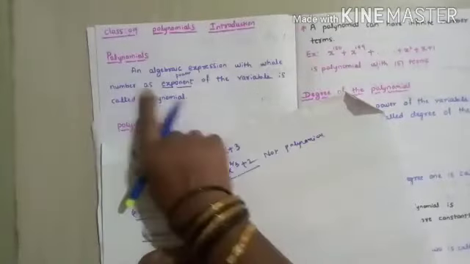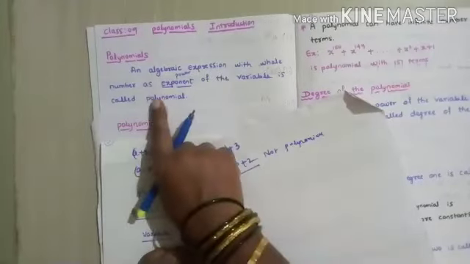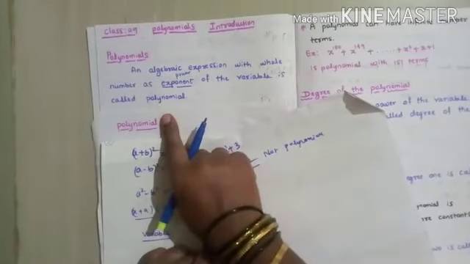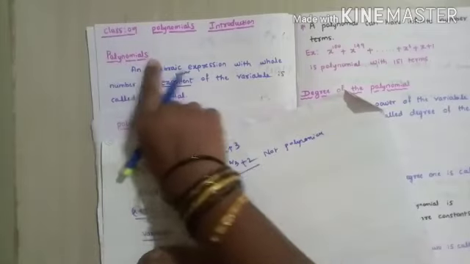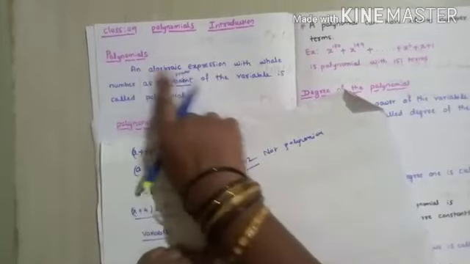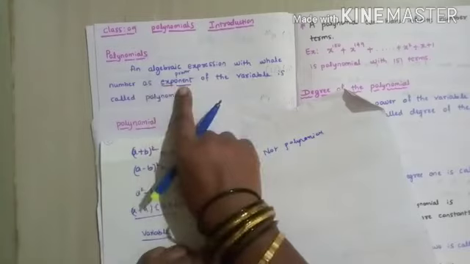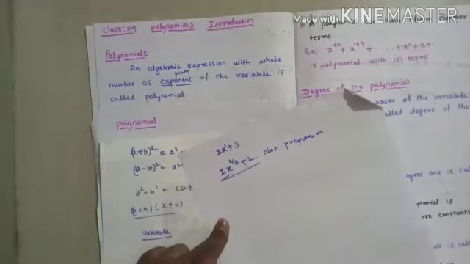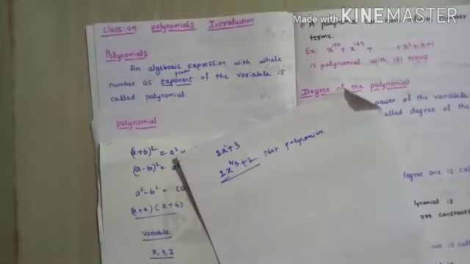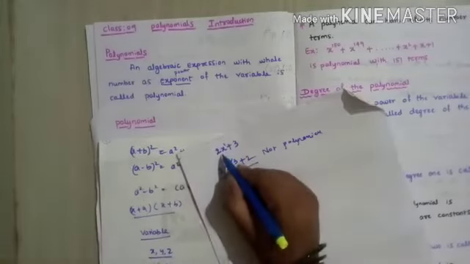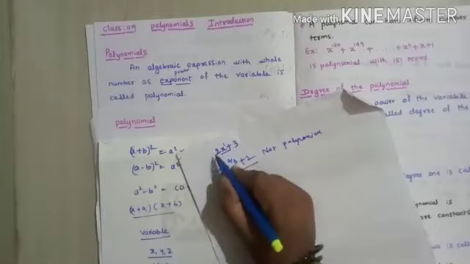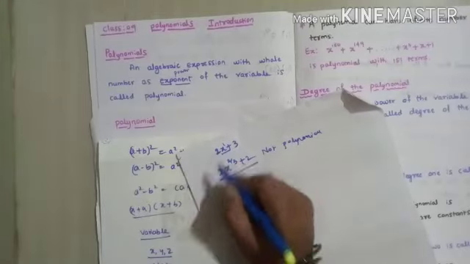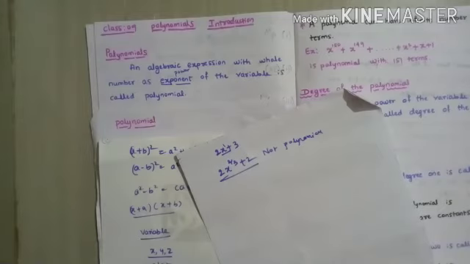This definition you already learned last year, and this is the starting definition of this chapter. An algebraic expression with a whole number as an exponent of the variable is called a polynomial. In your classwork, first write the heading Polynomials and write the definition. An algebraic expression with a whole number as a power or exponent of the variable is called a polynomial. And you learnt about coefficients last year. Here what is the coefficient of x? 2 is the coefficient. Before x, what is that? That is the coefficient of x.